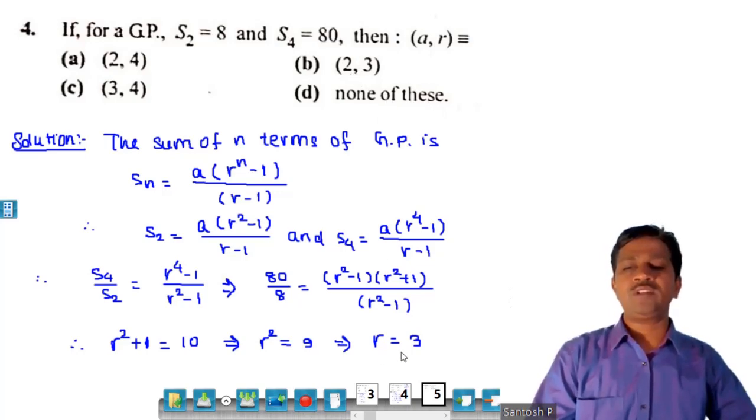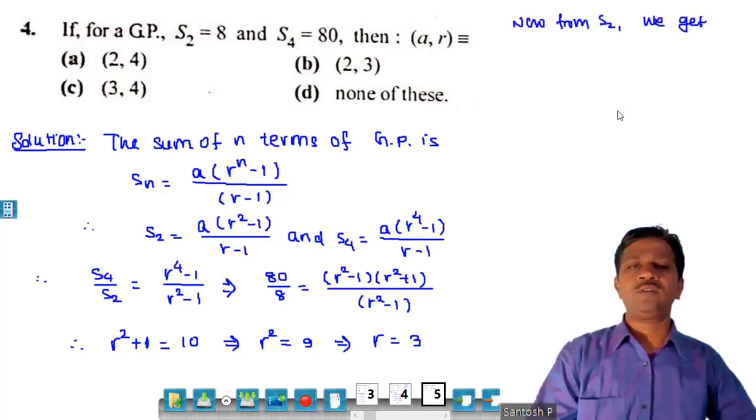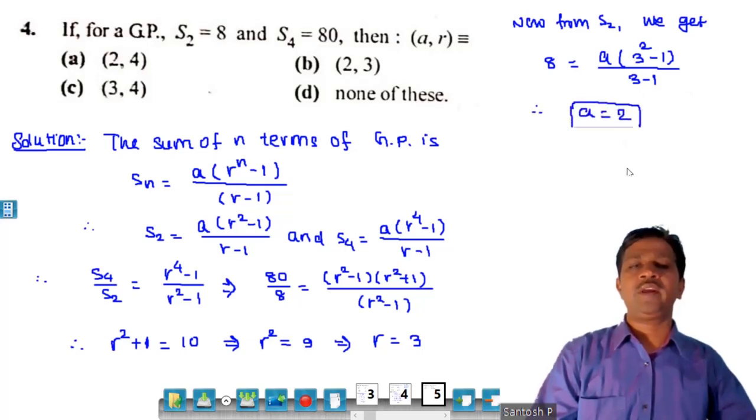So corresponding to R equals 3, and using the equation for S2, I can get the value of A. Let us see how to find it. In the formula for S2, I will put the given value of S2, which is 8. Then I have to find A. R is known to me, which is 3. So 3 squared here, minus 1 upon R minus 1, that is 3 minus 1. Simple calculations will give you A equals 2.